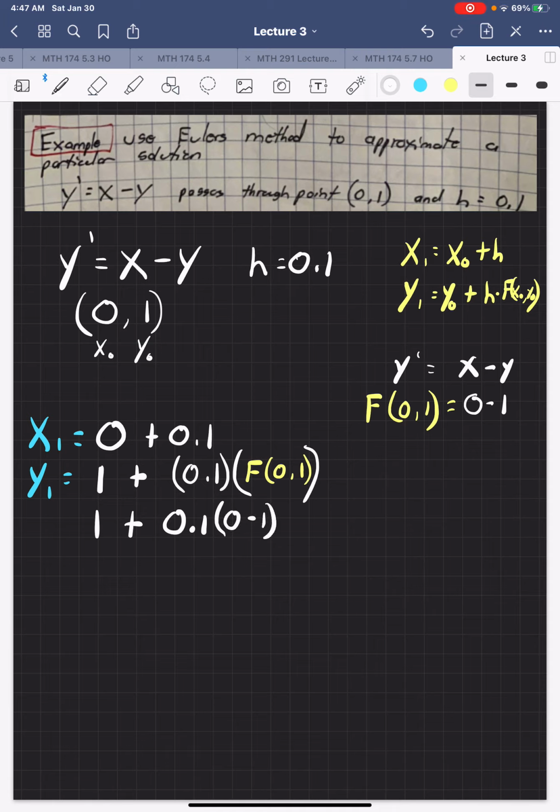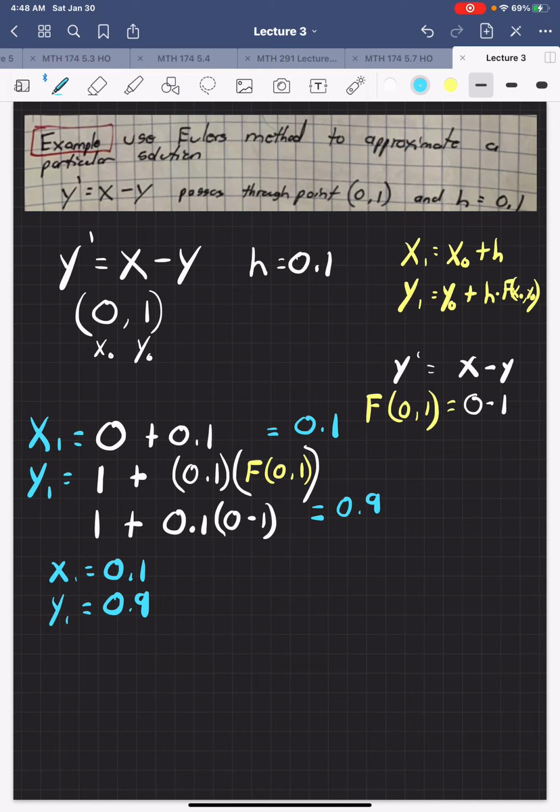And now let's go ahead and do a little bit of arithmetic here. So x sub 1 in this case would be 0.1. And y sub 1 in this case would be 1 plus 0.1 times negative 1. So that would be 0.9. Okay, so x sub 1 is equal to 0.1. y sub 1 is equal to 0.9.